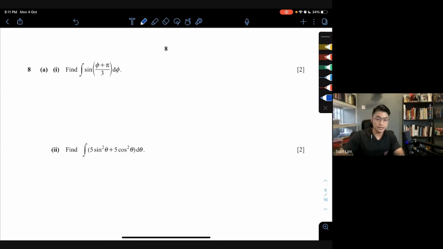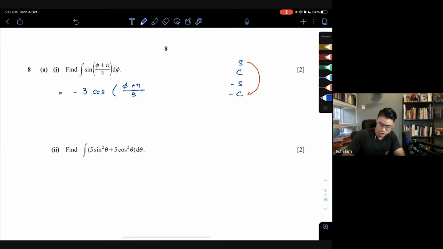In terms of theta, you all have to integrate it. So don't go and put x or any other symbol, or it will be wrong. Integrate sine: S, C, negative S, negative C. Sine integrates to negative cos. So your final answer will just be negative cos of theta plus pi over 3, plus c.